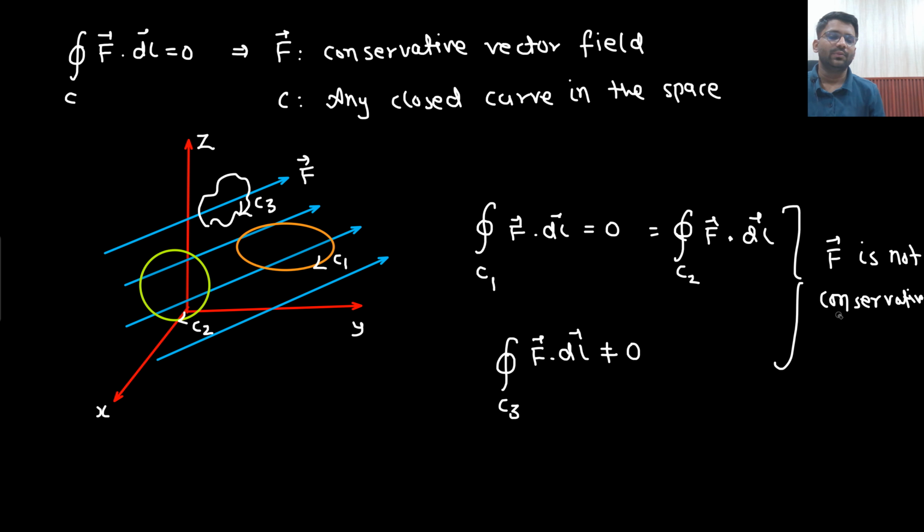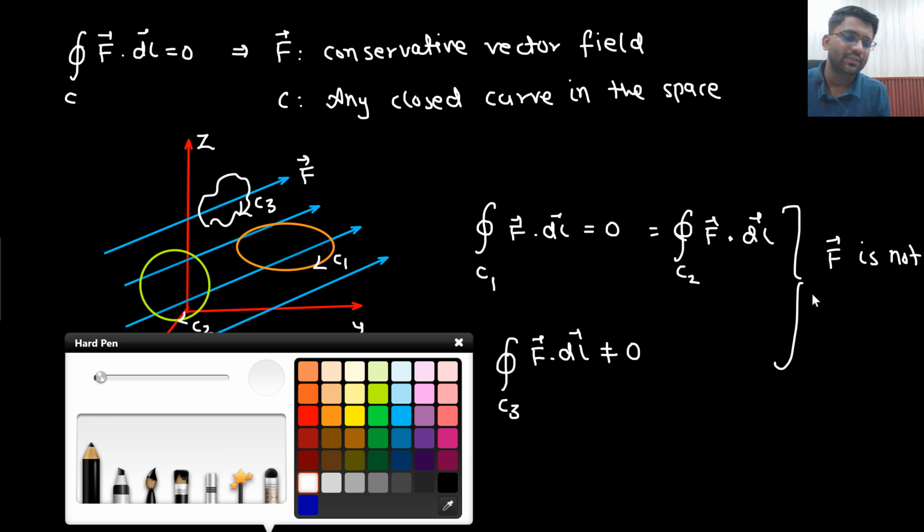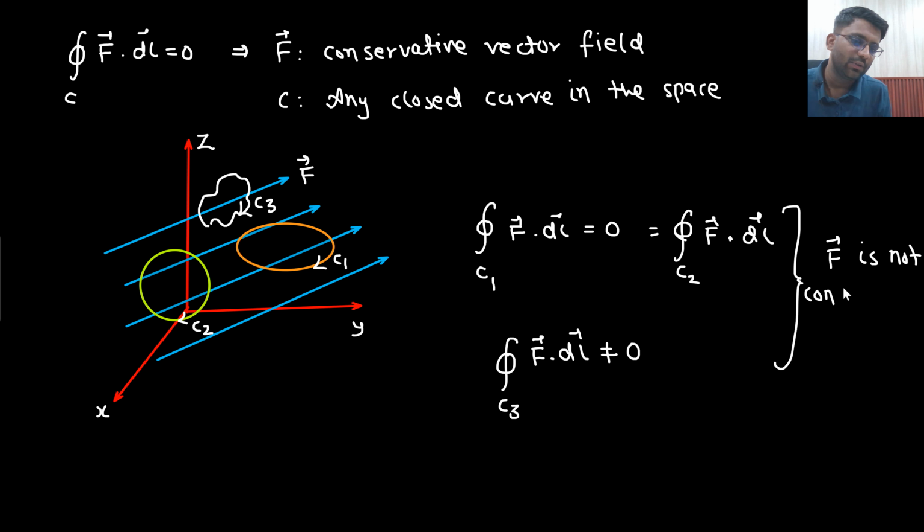Is that understandable to you? It is not conservative. Why will you say so? Because, sir, you have done it only for a particular case. For C1, C2 you got the answer to be 0, but for C3 you got it to be non-zero. That means it is not conservative. It should be 0 for all of them.